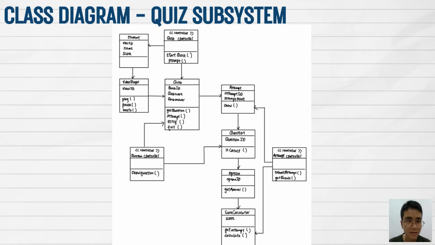Now, let us take a look at the class diagram for the quiz subsystem. A difference from the previous class diagram in the analysis stage is that controller classes are introduced in this design phase. Most of the classes were kept identical to the analysis phase, except that quiz controller, question controller, and attempt controller were added. The quiz controller will link the student class to the quiz by initiating the quiz. Next, the question controller will link the quiz class to the question class, where we will show the questions for each quiz. Then the attempt controller will link the attempt class to the score calculator and controls the logic behind the attempt and the scoring system.